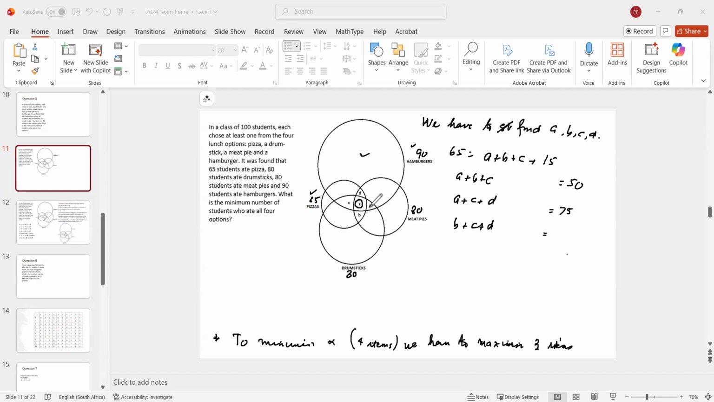The A plus B plus C is actually 80 minus 15. This is not 65, this is 80 here, because A, B, and C are here in the drumsticks area. All right. So you've got A plus B plus C is actually 65. It's 80 minus 15.